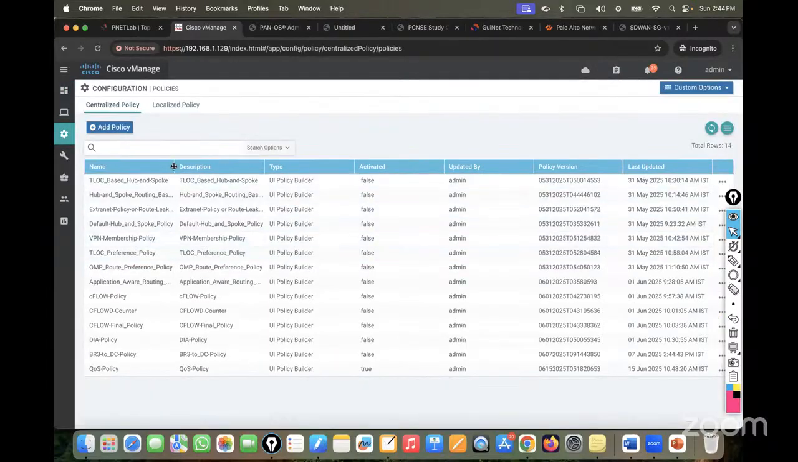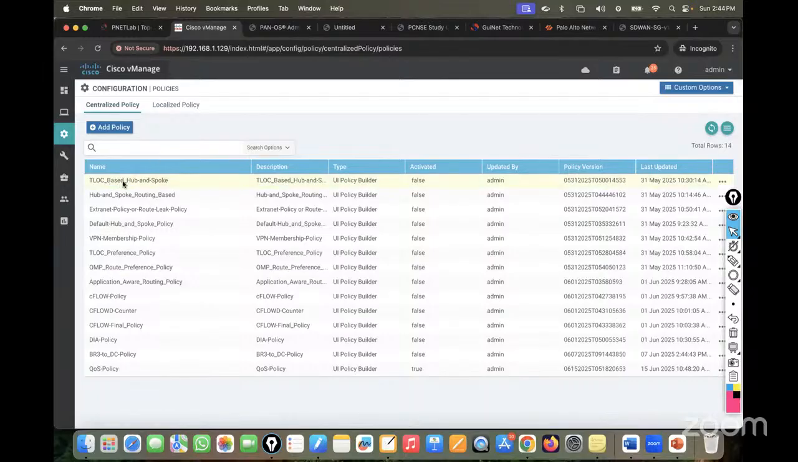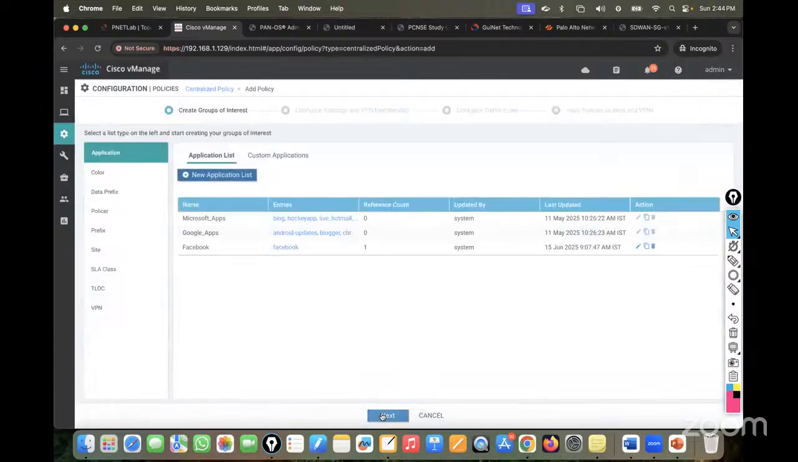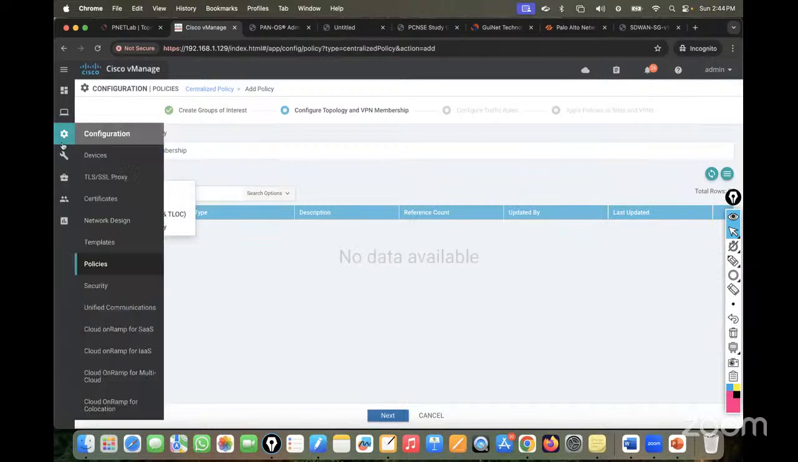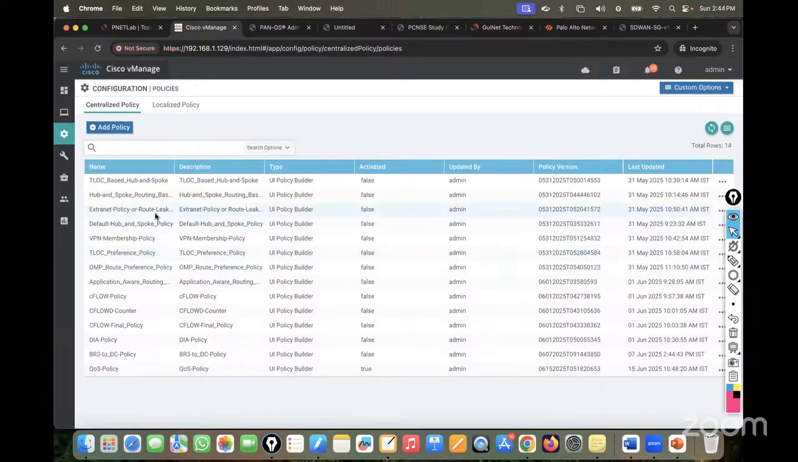You can see we have full mesh, hub, T-log based hub and spoke, routing based hub and spoke, and default hub and spoke. Even if you want to make a full mesh, it is possible. There are a lot of types of policies available, and that's why the intelligence is there. You can make it partially hub and spoke, partially full mesh, per VPN, or even per site, where you build a tunnel between only two sites. It's all about how you want to build your topology.